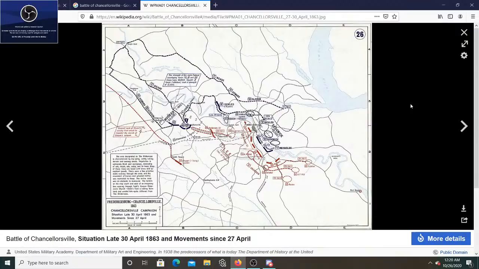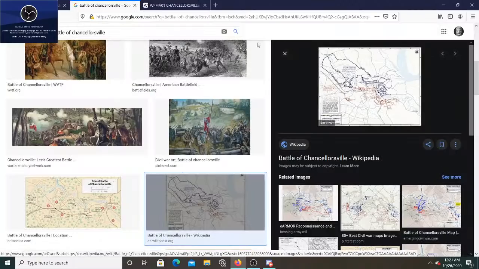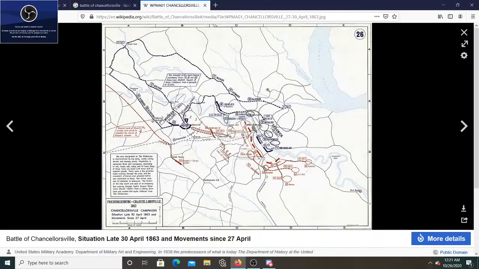Hooker's idea was that he would distract Lee at Fredericksburg and then march behind him. Now, what a lot of officers expected was that when Hooker marched behind Lee, he would attack Lee. He didn't do that. He marched behind Lee and then fortified. Hooker believed that he could put Lee in a bad position, fortify, and force Lee to attack him. And essentially, he would do to Lee what Lee had done to Burnside at Fredericksburg.